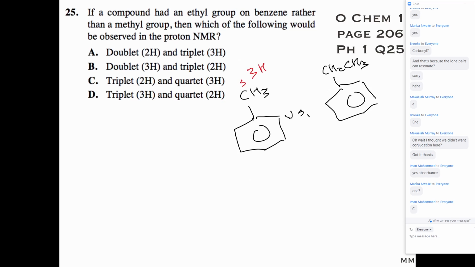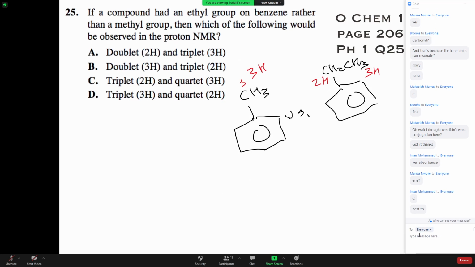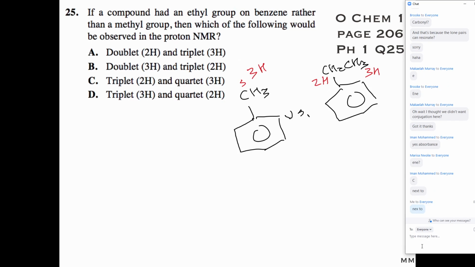Okay, so let's see. 2H and 3H, we agree that's what it is. And the shape is based on what it is or what it's next to. So when you change your shape, it's because you smell the person next to you. You coil up, you spread out, you do whatever you're going to do. So this 2H is next to 3. 3 plus 1 would make it a quartet.